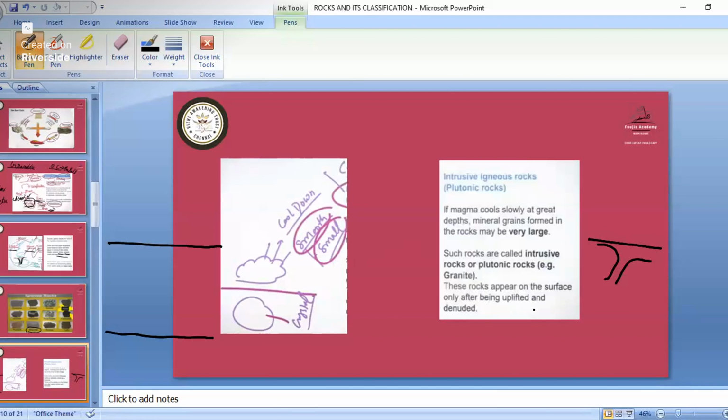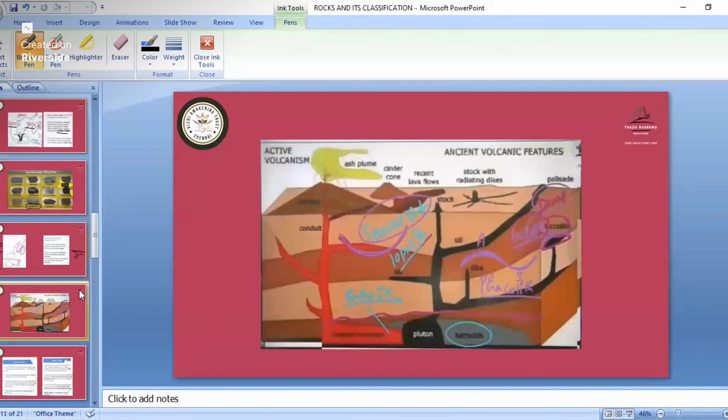These rocks appear on the surface only after being uplifted or denuded. Suppose the upper crust is denuded, or some upliftment takes place, then only can we see them. Upliftment means this part will go up due to some deposition, or this part will go down, which is submergence. So only in upliftment or denudation will we be able to see intrusive igneous rock or plutonic rocks. That is inside the earth itself, it is cooling down. When it comes out of the earth and cools down, it becomes smooth and small. And inside the earth, when it is cooling down as a larger part, as a crystal, that is known as intrusive rock.